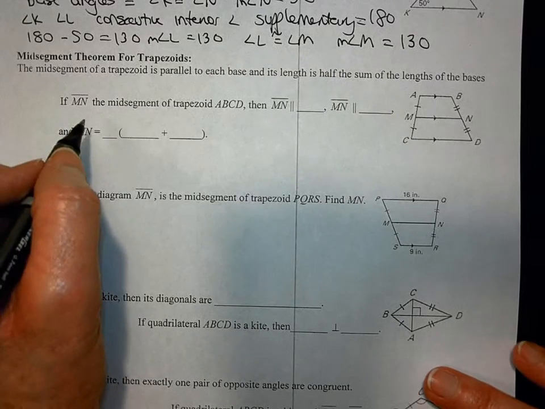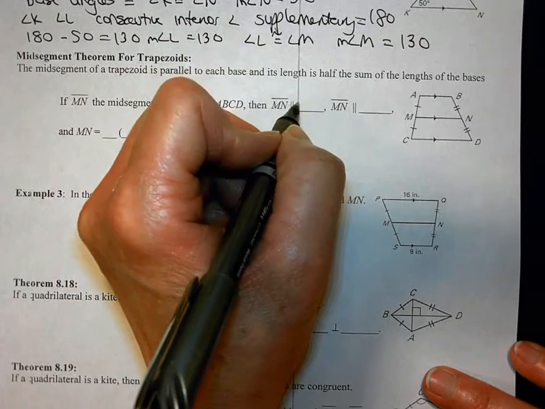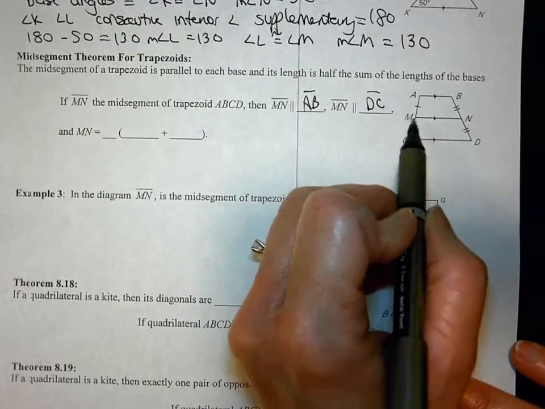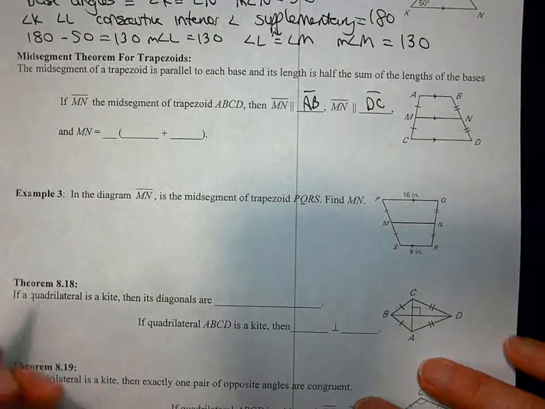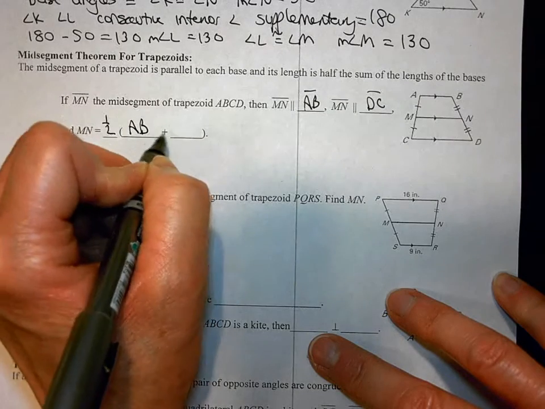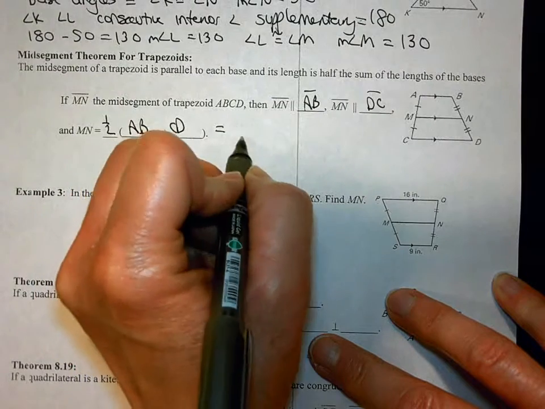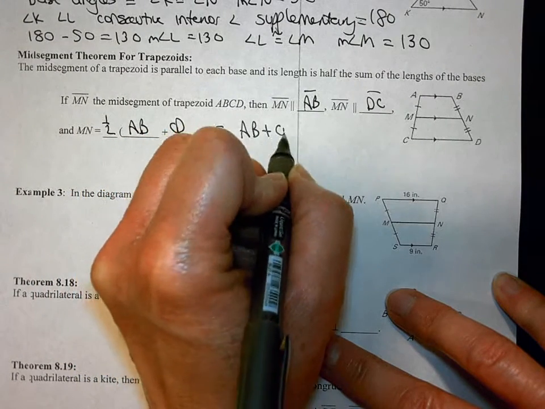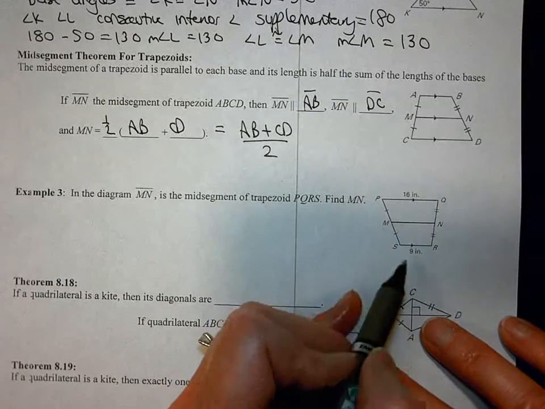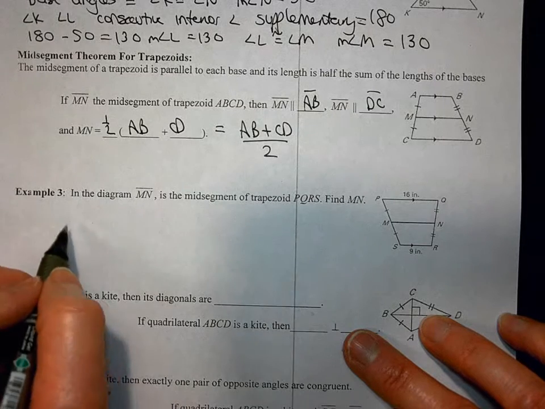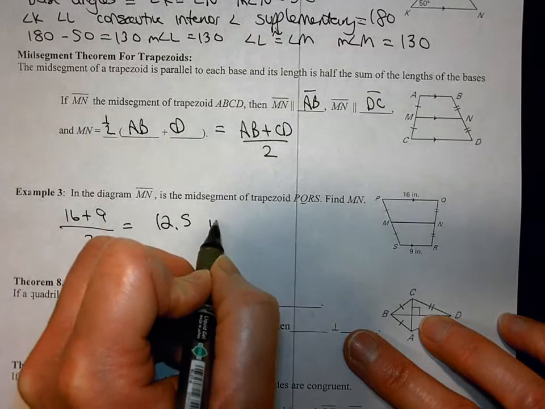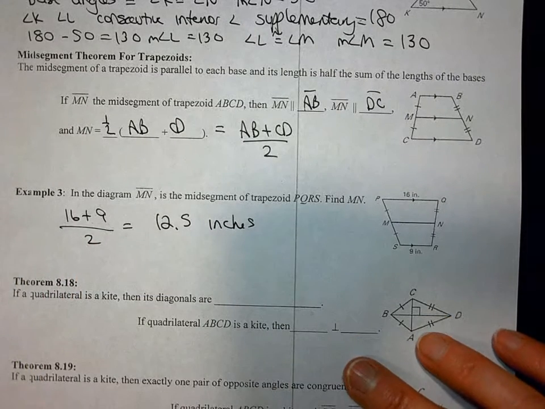Okay, so the midsegment says if MN is parallel to AB, and MN is parallel to DC, so pretty much it's the middle, parallel to both the top and the bottom, then MN is 1/2 of top plus bottom. The other way you can write this is just top plus bottom cut in half. Okay, so our example here is pretty simple, top and bottom. So pretty much all you do is 16 plus 9 and cut it in half. So the length of MN, or the midsegment, is 12.5 inches.